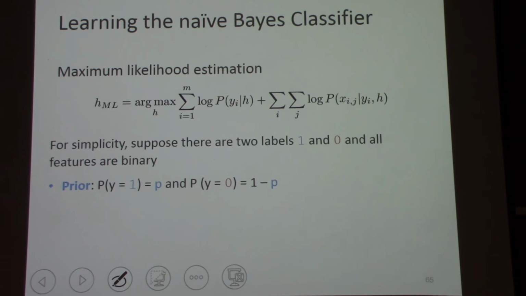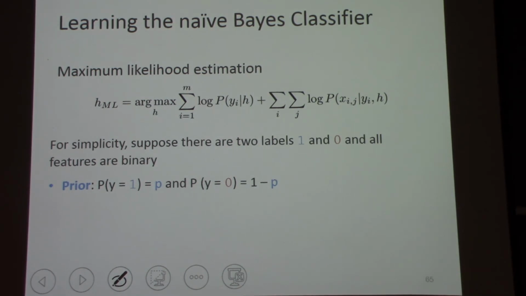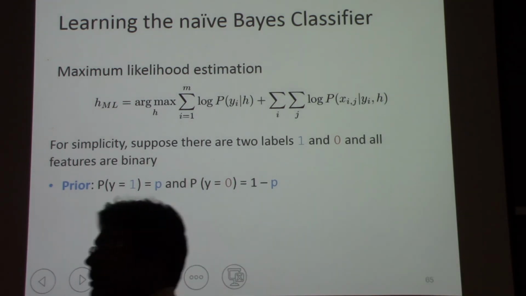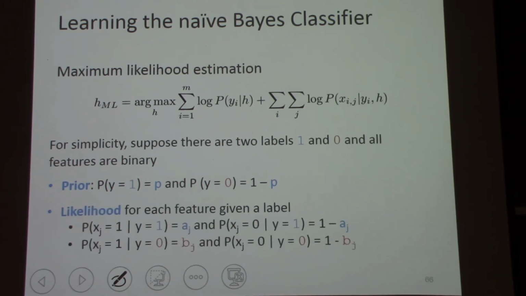So, suppose we have two labels, 1 and 0, plus minus 1, 0, true, false, whatever. And let's assume that all the features are also Boolean. Then the prior is simply, as I said, one number. We need some way of knowing what's the probability that the label is 1 or the probability that the label is 0. The likelihood consists of two numbers for every feature.